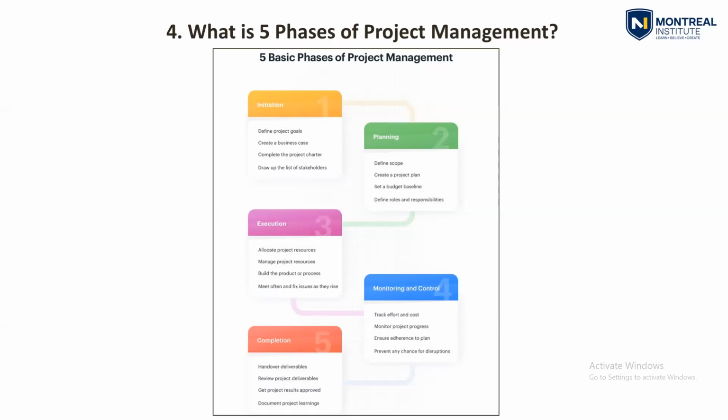Hand over deliverables can be the as-built drawings, manuals, and spare parts, and all those things will come under deliverables. So you will review project deliverables, get the project approved by the client, and document project learnings, that is called lessons learned. For the next project, you can take these lessons learned and implement them in future projects. So these are the five phases that will be coming in the project.